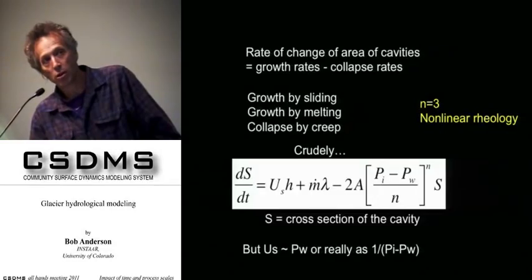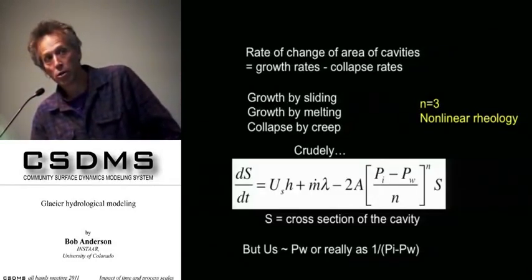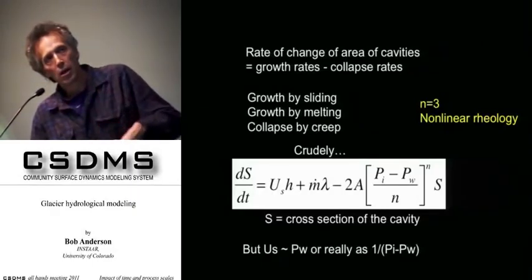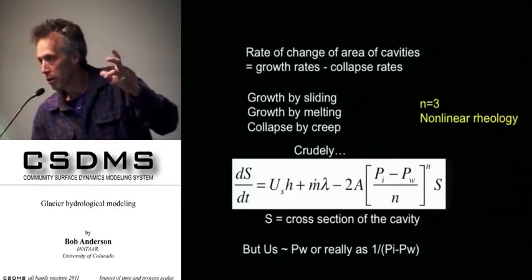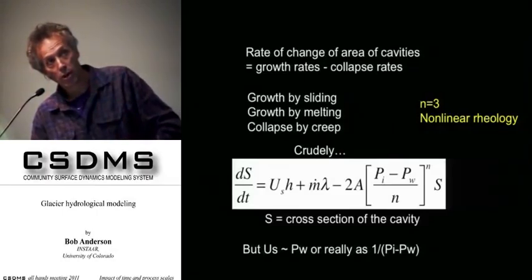There's a possibility of melting of the cavity walls due to translation of water through it. And then here's the collapse. Importantly, the collapse goes as the ice pressure minus the water pressure to the N power. N is the rheologic component exponent, so it goes as the cube. It's a nonlinear rheology, so the strain rates go as the cube of the stress. That's where the N comes from.